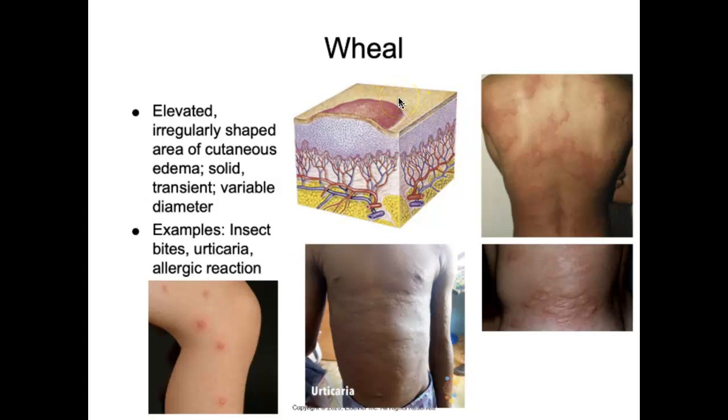It's going to be an area of cutaneous edema. You can kind of see that it's a little thickened in this region, and it's solid and transient, and the diameter can be variable, which we see over here where we have urticaria. There are large spaces in which it is affected, and we do see that irregular border. At other times we have insect bites, which are going to be much smaller. And these are just some different cases of urticaria.